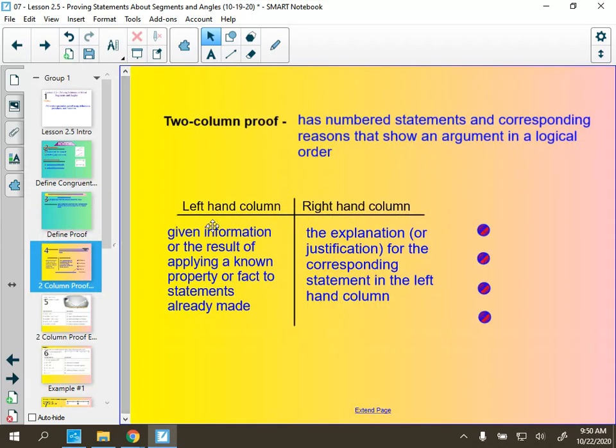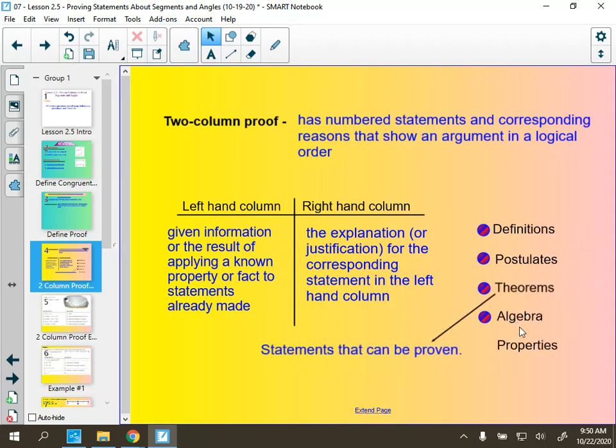Let's look at how that's set up. The left-hand column of a two-column proof is your given information, freebie information, and then everything else that follows is the result of applying some known property or fact to statements that are already in the proof. We might introduce new stuff, but we have to introduce it using definitions, postulates, theorems, and some of those algebra properties. So the left hand is the statements, and the right hand is your reasons, your justifications, your explanations as to why something on the left has to be true.